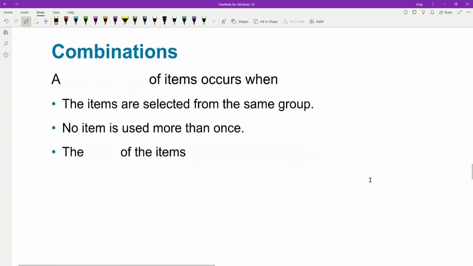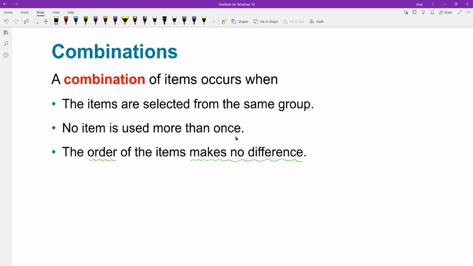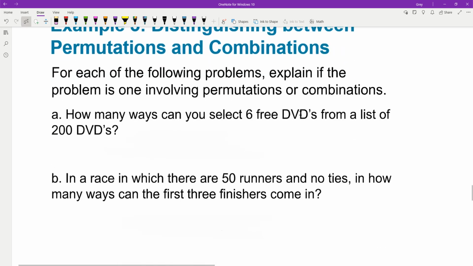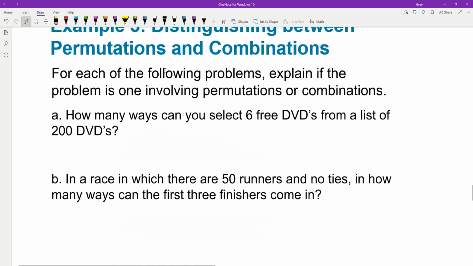All right, so we had permutations. Now we have combinations. And combinations, we kind of talked about this already with our binomial coefficients. That's an example of a combination. We are selecting items from the same group. We're not using any more of them or any one more than once. And this time the order makes no difference. So our formula that we had before, but let's make sure we can tell the difference between them. This is example 3.